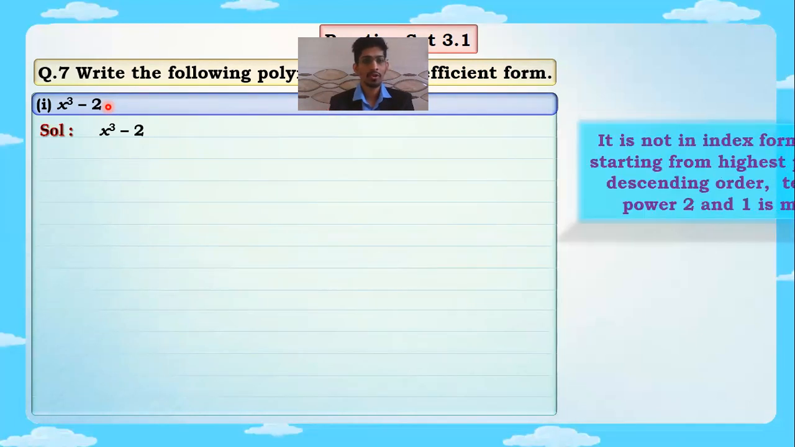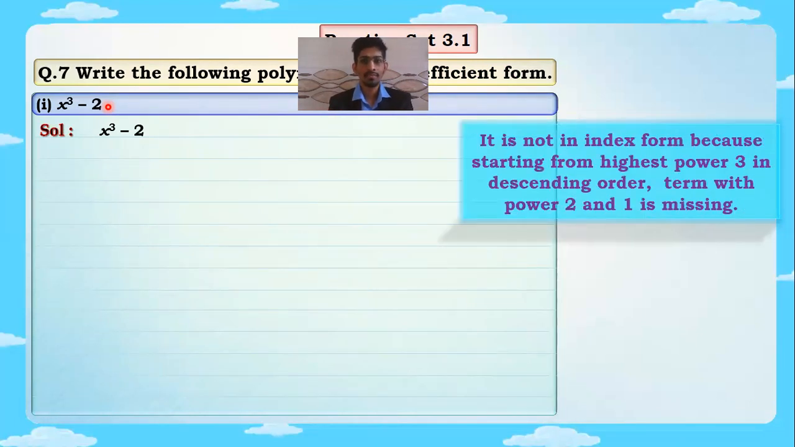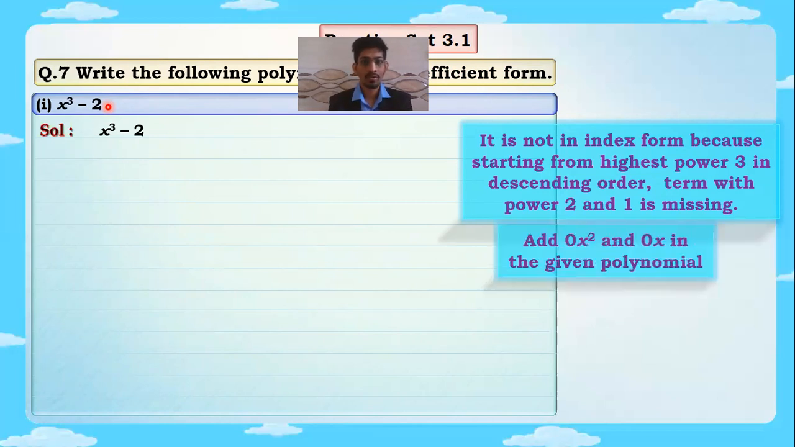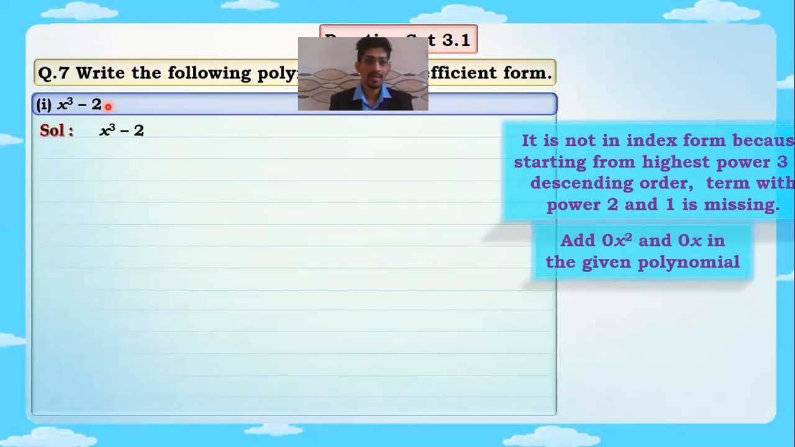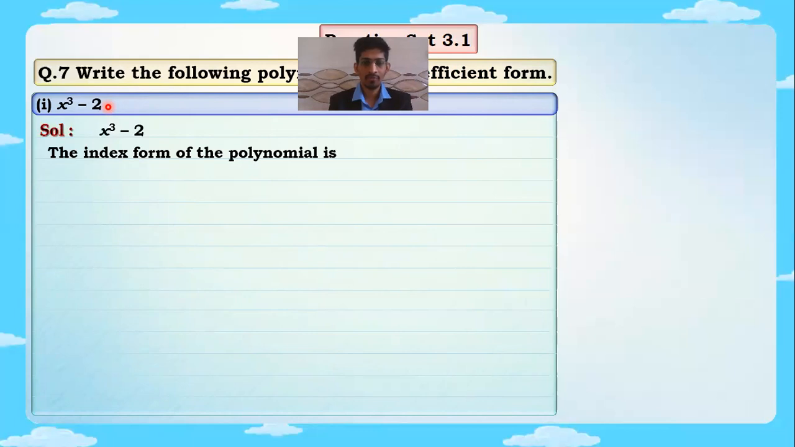Okay. So first of all, in this polynomial students, it is not in index form because starting from highest power, we are having 3, highest power 3 in descending order. उसके बाद raised to 2 होना चाहिए, but raised to 2 is missing. Raised to 1 होना चाहिए, मतलब variable term होना चाहिए, that is also missing. Directly constant term दिया है. So we need to introduce that with the help of coefficient 0, that is 0x square and then 0x. So let us write down the given polynomial in index form.